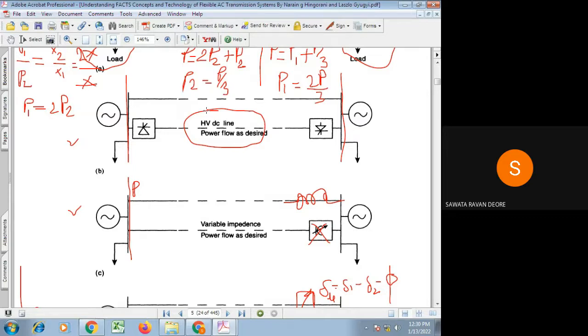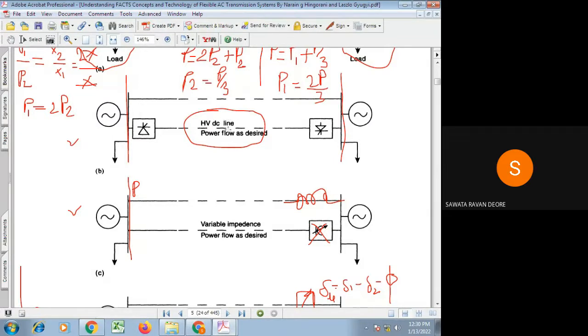Can anyone tell me how the power flow through the HVDC transmission line is controllable? How we can control it to the desired value we want to operate it? Can anybody tell me? Controlling the firing angle of thyristors. Yeah, by controlling the ignition delay angle of the rectifier or the extinction advance angle of the inverter, it is possible for us to fix the power flow through the HVDC transmission.